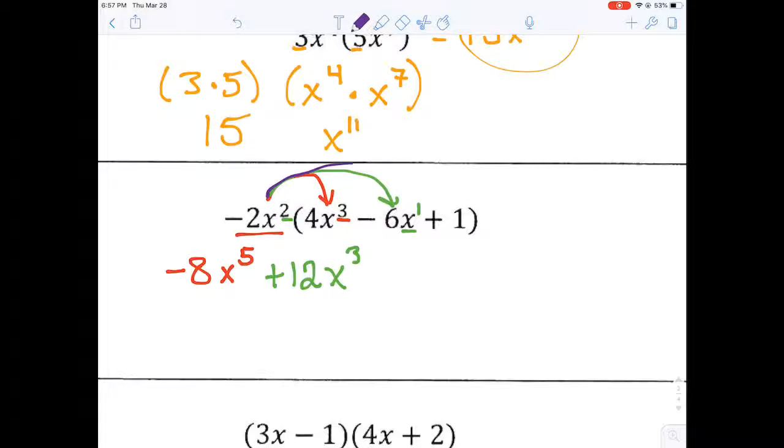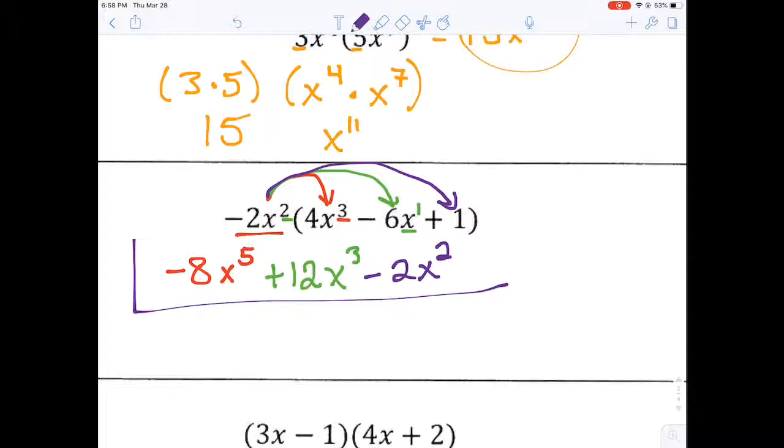And then finally, negative 2x to the second times 1 is just negative 2x to the second. Remember, you can multiply anything, but you can only add and subtract like terms. So I'm allowed to multiply negative 2x squared with 1, even though 1 doesn't have a variable. And so here's my final answer. I would want to look at that and see if I could combine anything, but they all have different powers, so that's as far as I could go.